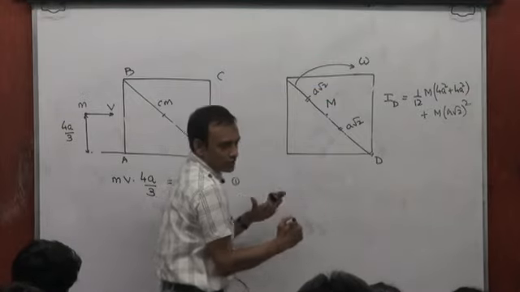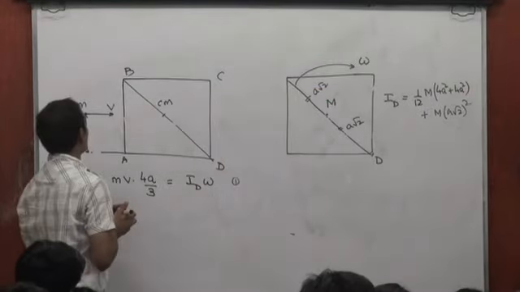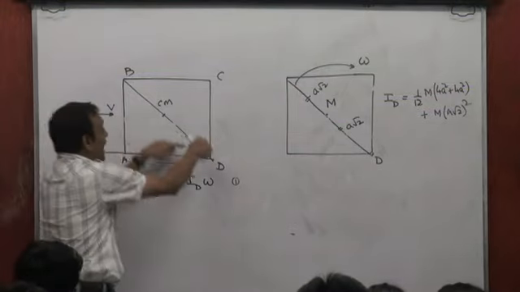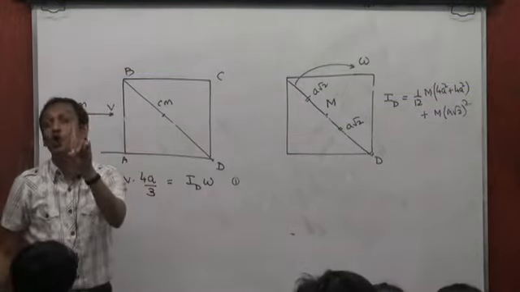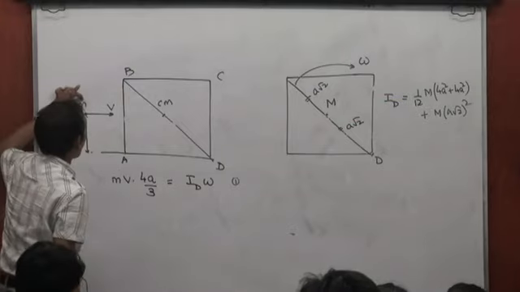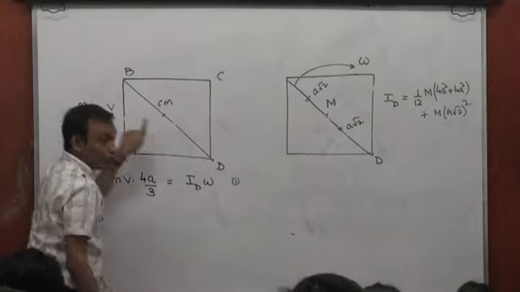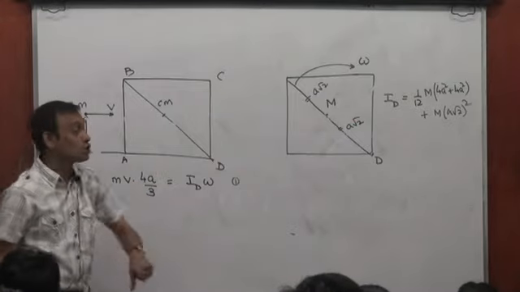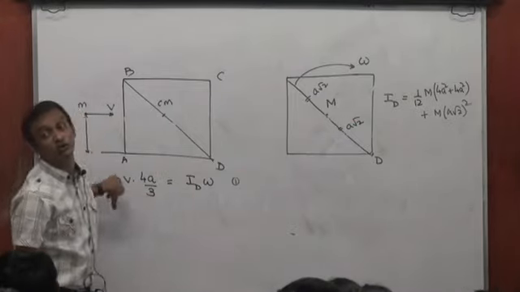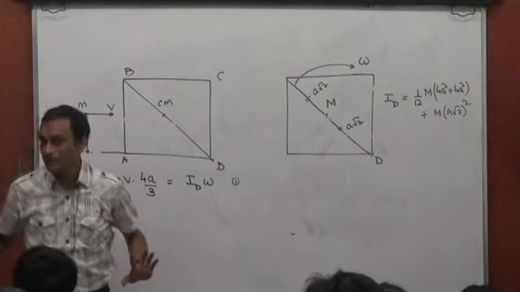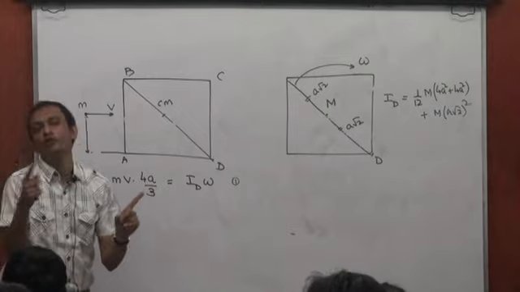Now, after collision, what I couldn't have done is say half mv squared is half I_D omega squared. That would have been wrong, because during collision energy would have been lost. So half I_D omega squared is actually less than half mv squared, right? So energy cannot be conserved before and after collision.